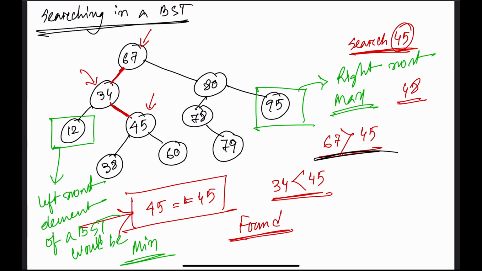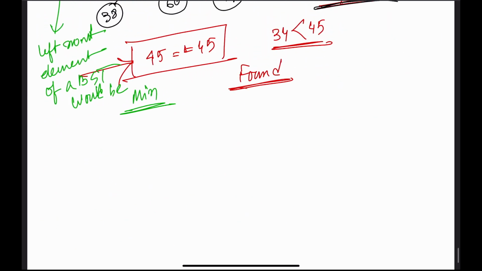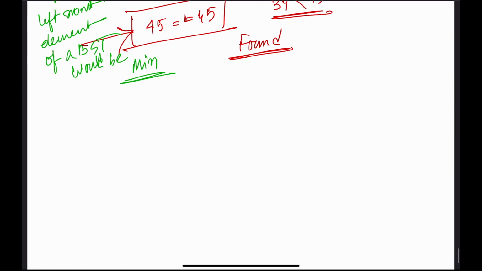Now what about the insertion in a binary search tree? How do you insert data? Searching we got to know, and there is another method which is the array method. Like we will talk about it later when we talk about the binary search algorithm. Okay, for now just binary search tree you need to know, that's why I am discussing all these things. Now let's talk about the insertion.